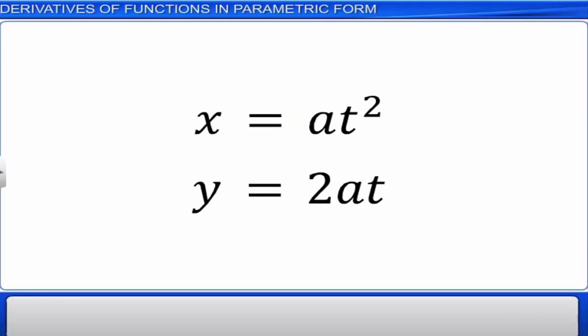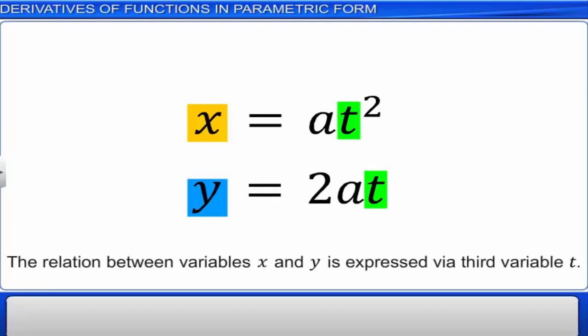Consider two relations, x is equal to at squared and y is equal to 2at. Clearly, variables x and y do not have a direct relation. However, they depend on a third variable, t. Thus, we can say that the relation between variables x and y is expressed via the third variable, t. This third variable is known as the parameter.